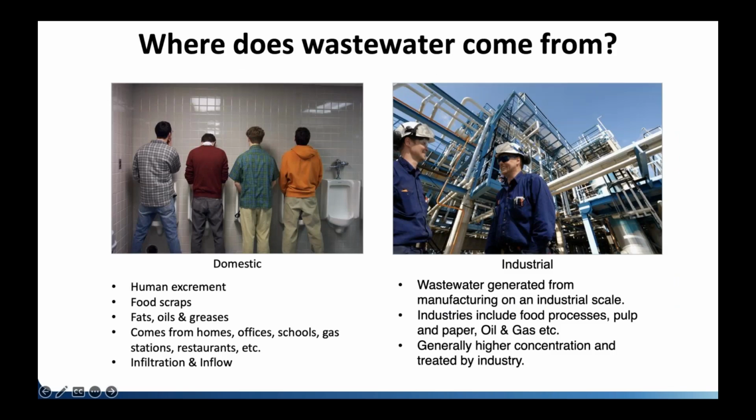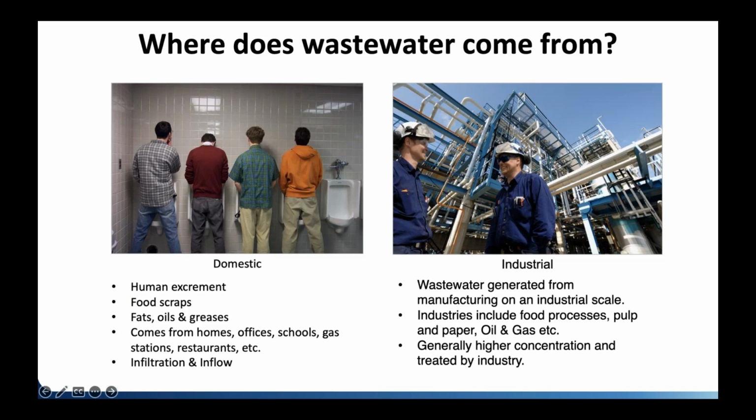All right, so there's your context. Let's start from the top, or from the bottom as it might be. So where does wastewater come from? There are two main sources of wastewater. There's the domestic uses, things like human poop and pee, food scraps, fats, oil, and greases. And this kind of waste comes from homes, offices, schools, gas stations, restaurants, you name it. And it tends to be collected in a municipal system, through a collection system, which we'll talk about in a minute, and eventually finds its way to the plant.